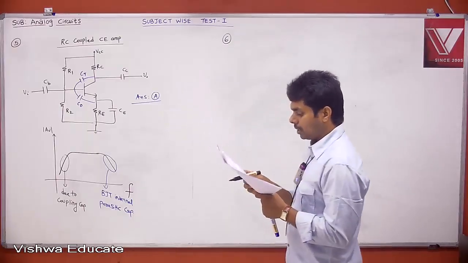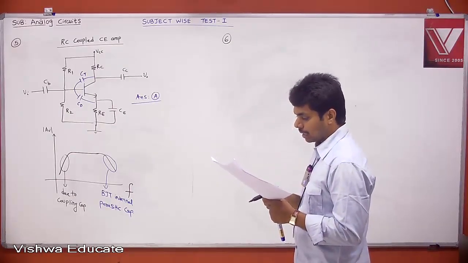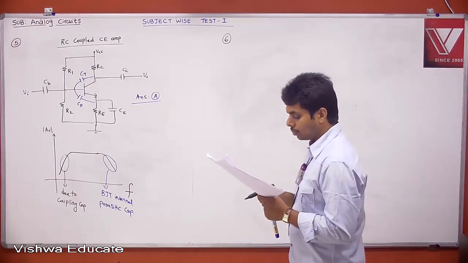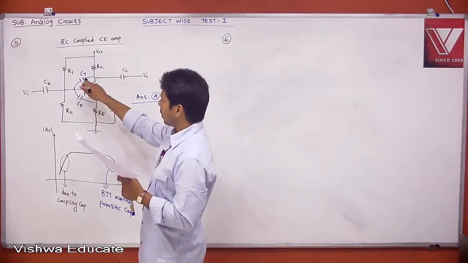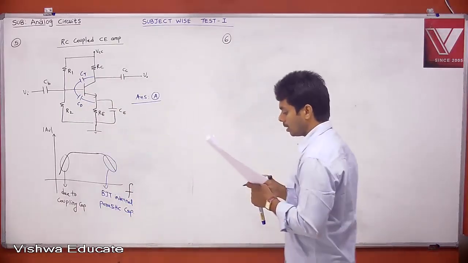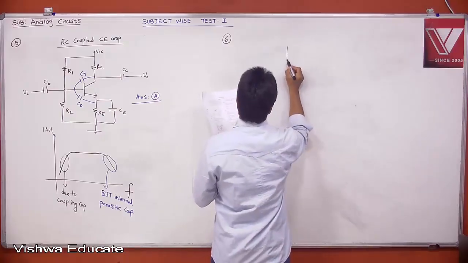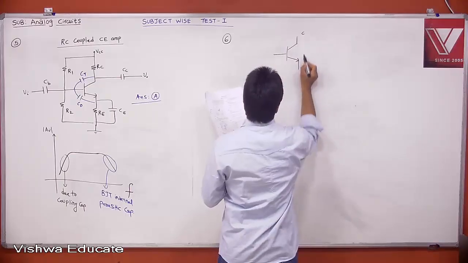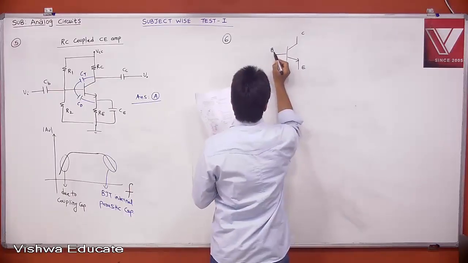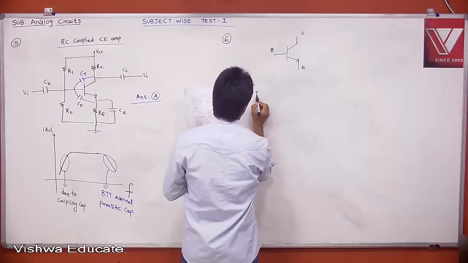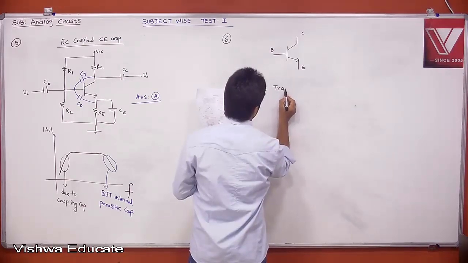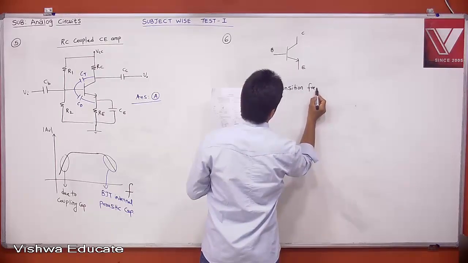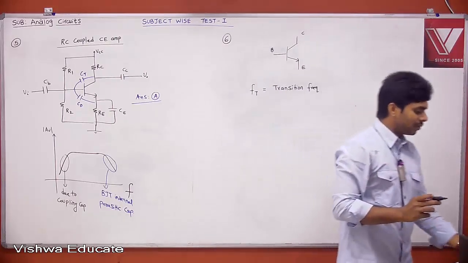The Ft of a BJT is related to its gm, C pi and C mu as follows. Actually, C pi and C mu are nothing but CD only, and C pi is nothing but your CT only, whatever it may be. Okay. Therefore, if you take your BJT, this is collector, emitter, and then base. What is Ft? Ft is the transition frequency. What is the definition of Ft?